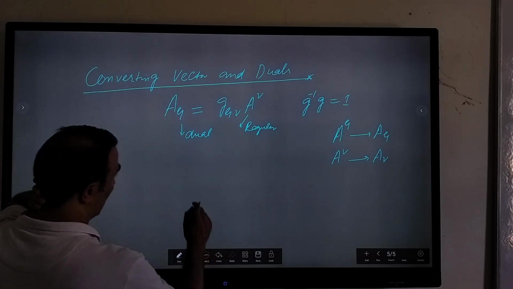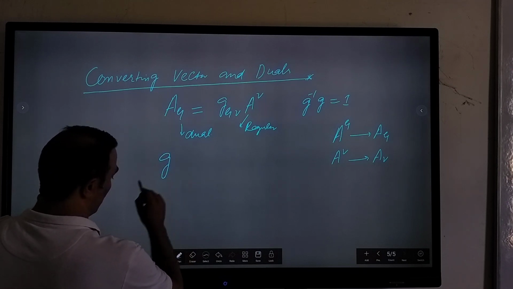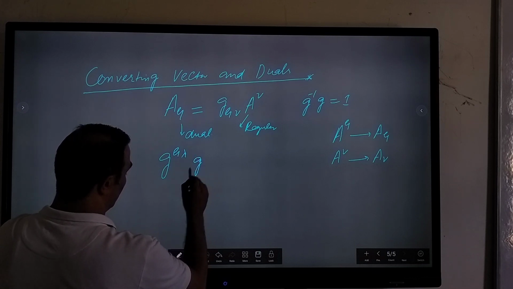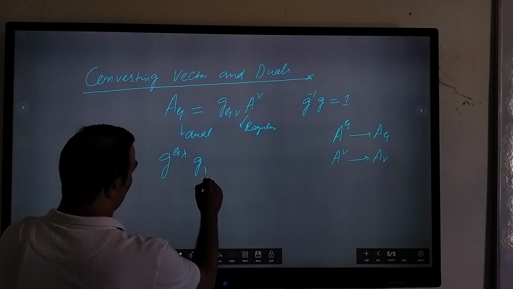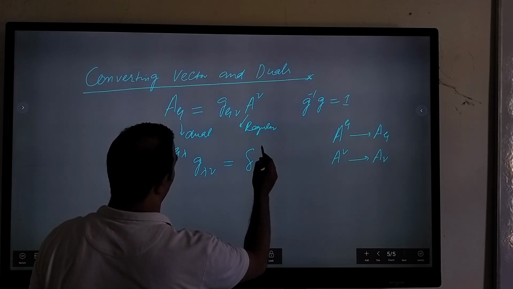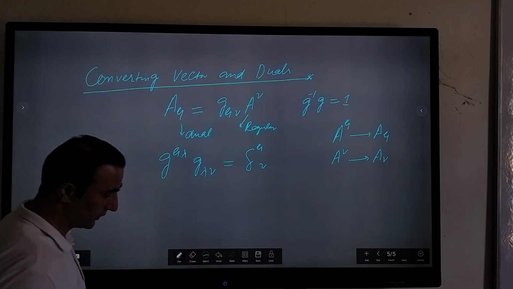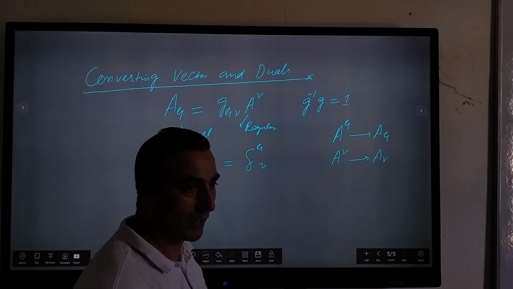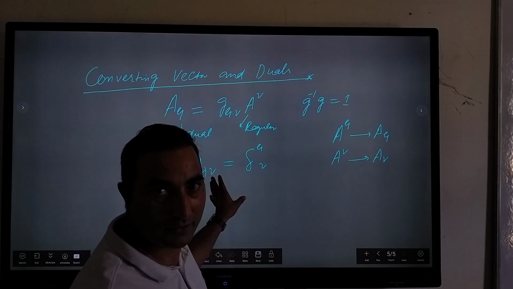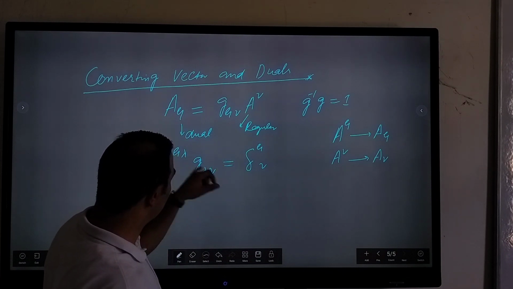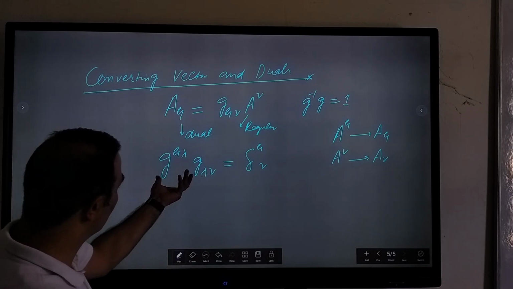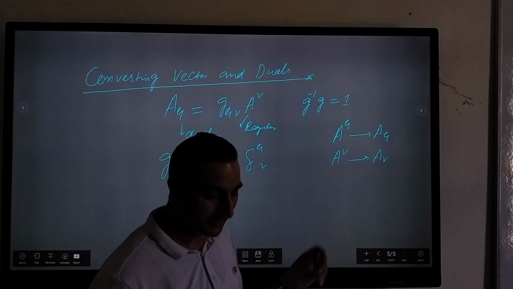So we can prove now that G^μλ G_λν will be equal to delta^μ_ν, right? This is very clear because when μ equals μ, this is equal to 1. So that means if we have two 4 by 4 matrices, if these indices are the same, you will get the same matrices, but it will be then G inverse, right?